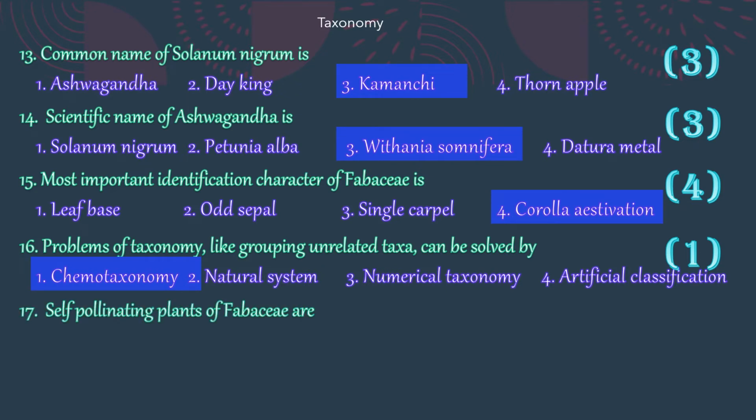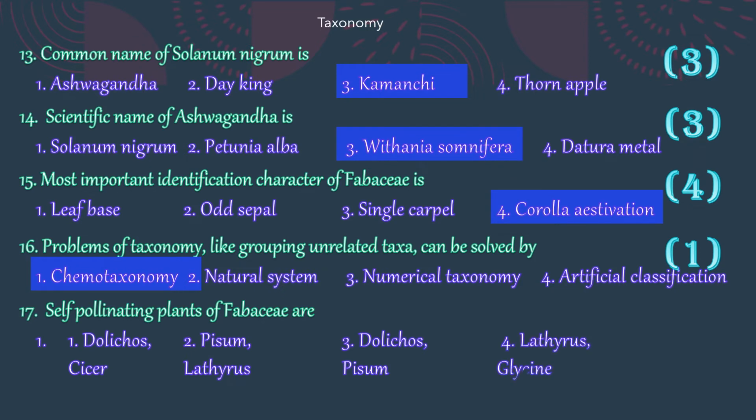Self-pollinating plants of Fabaceae are: Dolichos, Pisum; Pisum, Lathyrus; option 3, Dolichos, Pisum; option 4, Lathyrus and Glycine. Now the answer is 2.